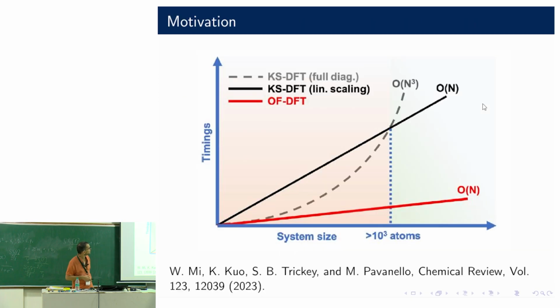I just copied this from a recent paper in Chemical Reviews, and the whole motivation for doing this is decreasing the timings, of course. KSDFT will go by n cube. Hartree-Fock, you all know how it goes, n to the 4. KSDFT by n cube depends on how you deal with Coulomb interactions. But we are looking for something of the order of n.